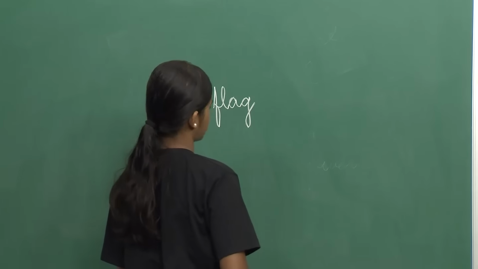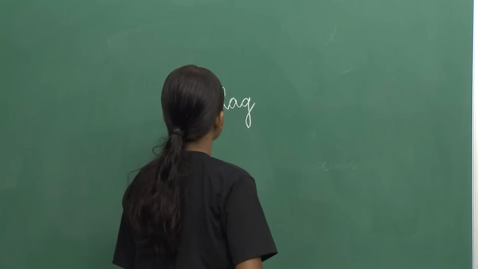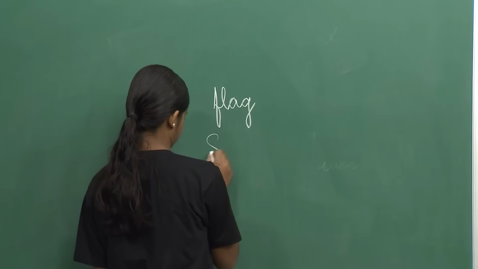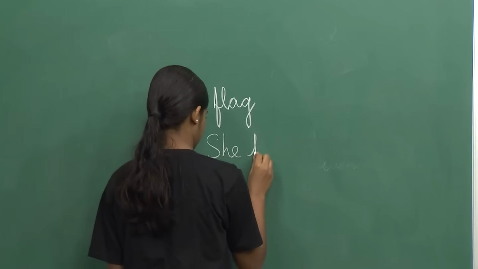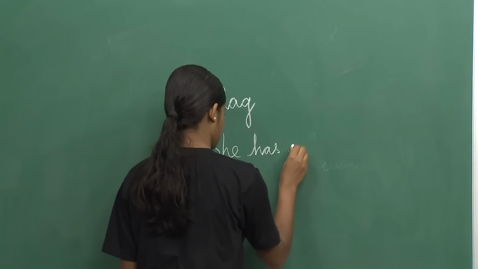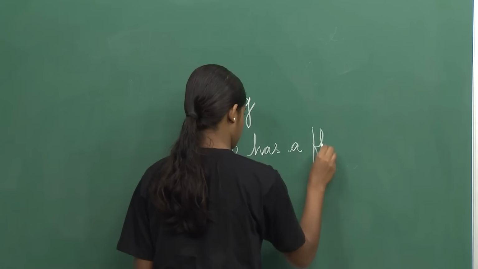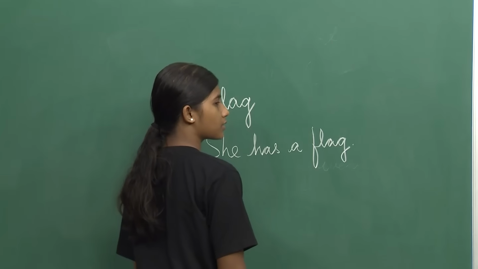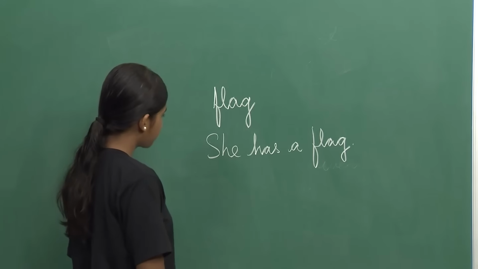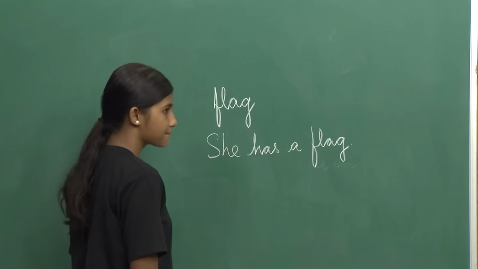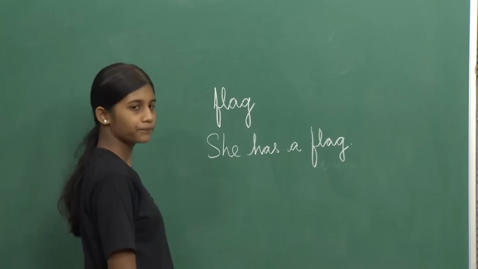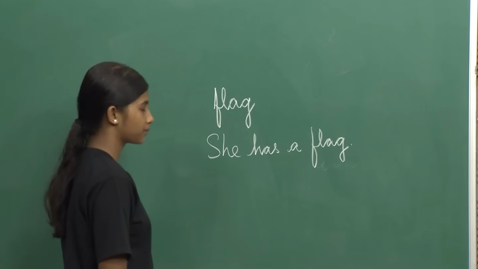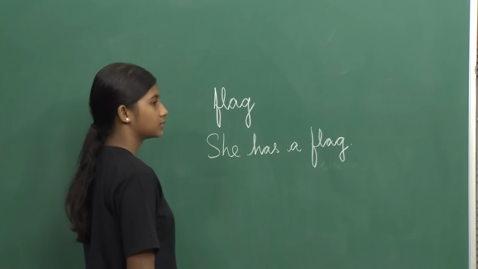And make a sentence with it. Is this sentence right? She has a flag. And what is the meaning? उसके पास एक झंडा है. ठीक है. उसके पास एक झंडा है. ठीक है. हम लोग झंडे को देखते हैं.